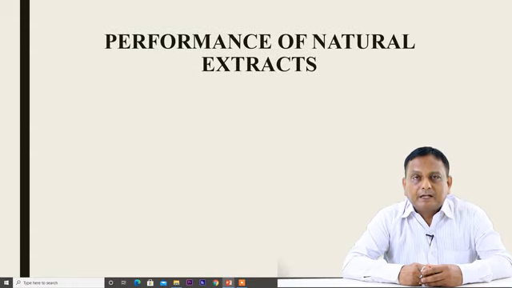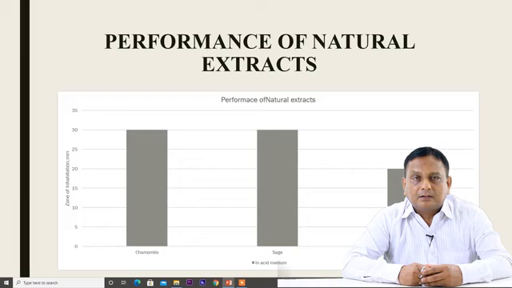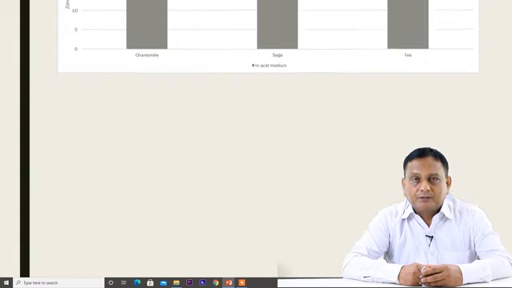Now the performance of the natural extracts: you can see that different performance standards we can derive from there, and antimicrobial property can be seen in this particular figure. Different natural extracts have different antimicrobial properties.